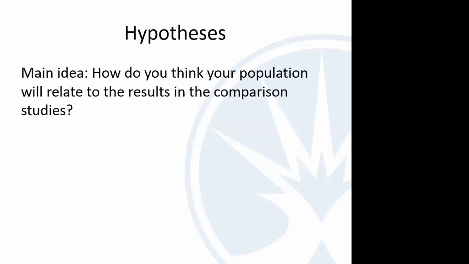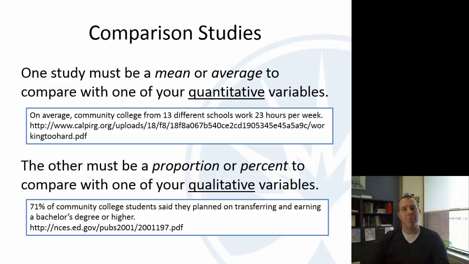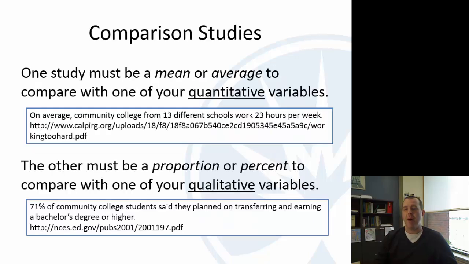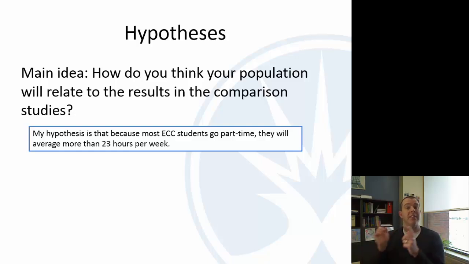Last, you have to have your hypotheses, and basically you're saying, okay, I've got these two comparisons. How do I think my population compares to these? So this particular student is interesting. I put this in here, but the hypothesis is because most ECC students go part-time, they'll average more than 23 hours per week. But the other study was also community college students who also probably work part-time. So maybe not the best hypothesis, but I'm pretty liberal here; the idea is just come up with something, and then later on we will actually test it.